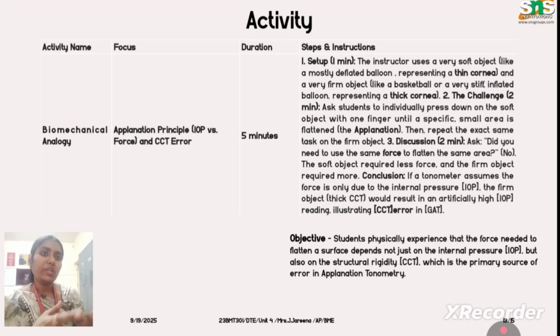And this is the activity we did during class hours to demonstrate how corneal thickness varies, using a balloon and a thick basketball. You can see the pressure variance needed to flatten the balloon and the basketball, between the soft object and the hard object. This is how a patient's thick cornea and thin cornea vary. We had a real-time experience using this activity with a basketball and balloons.